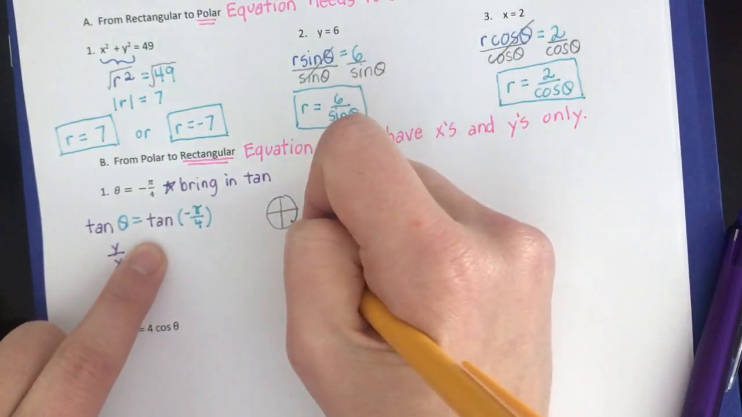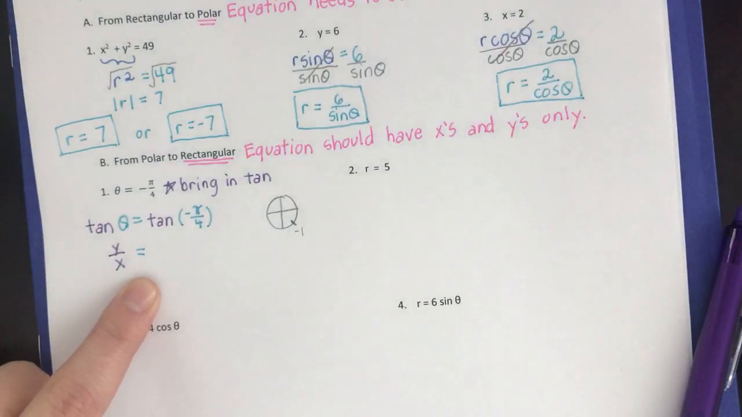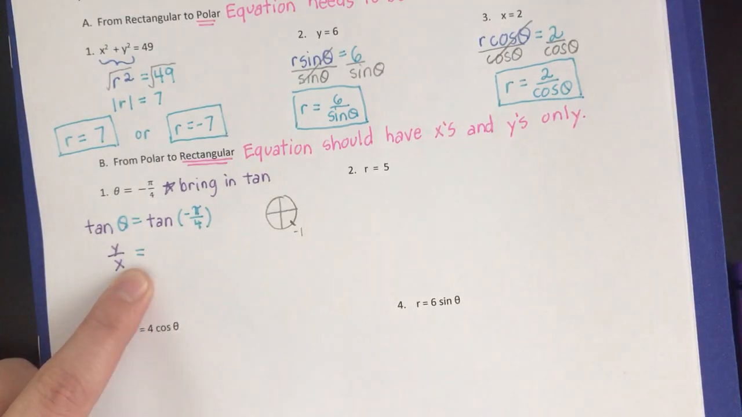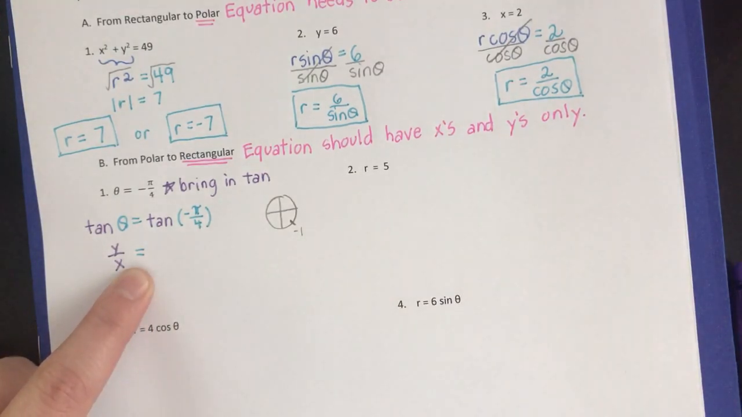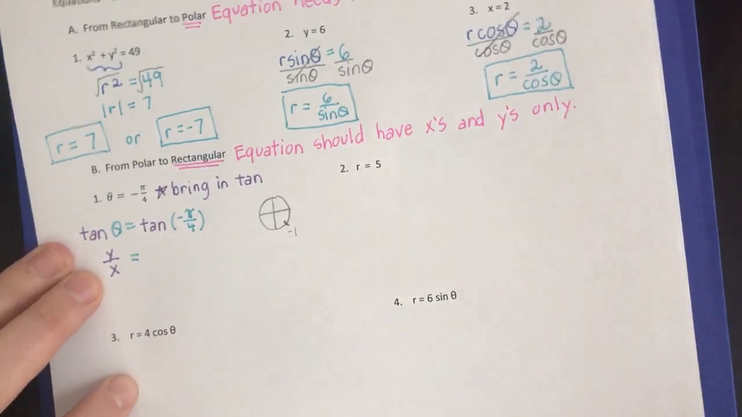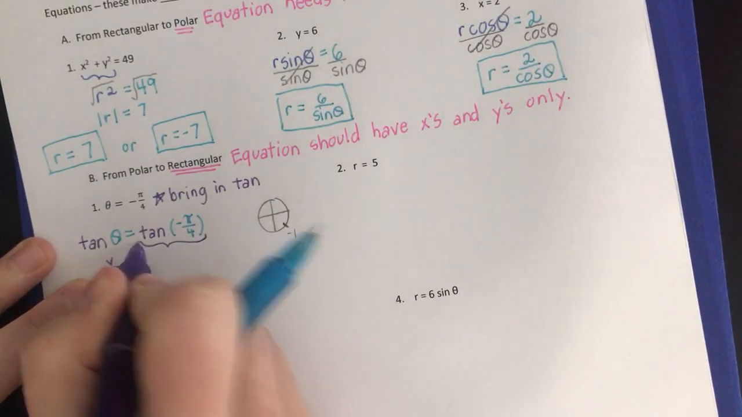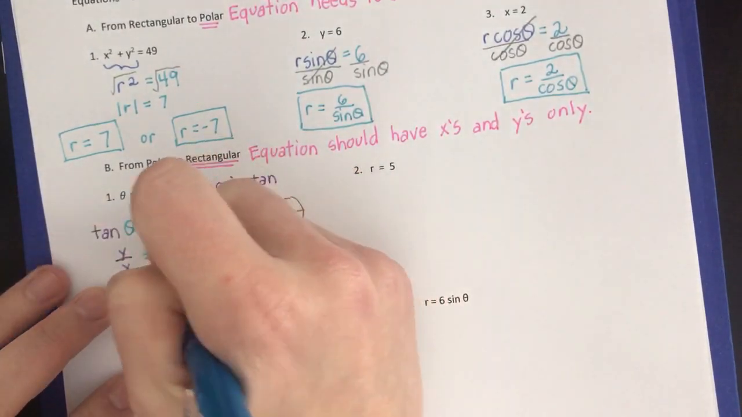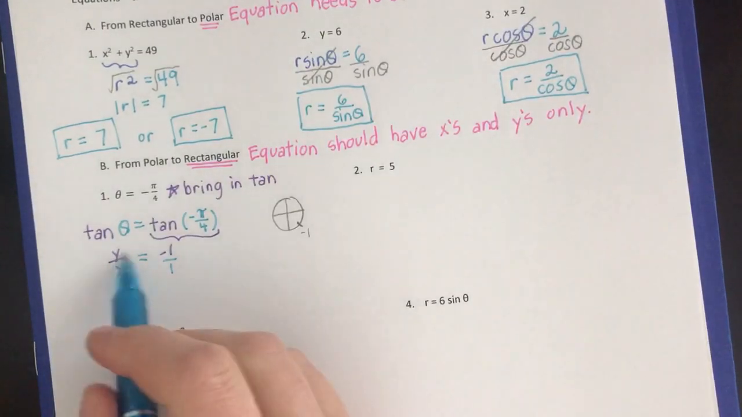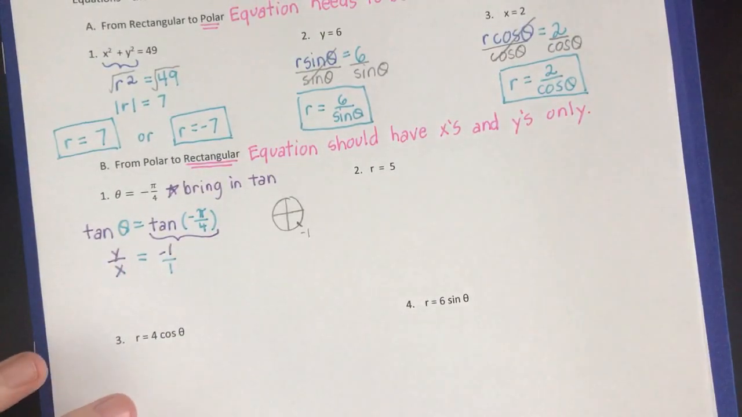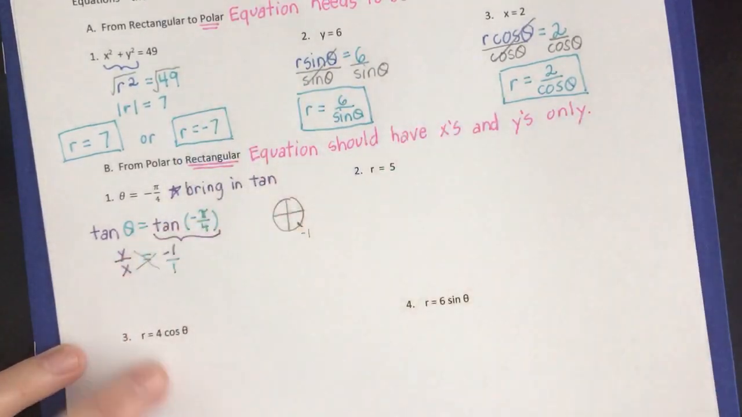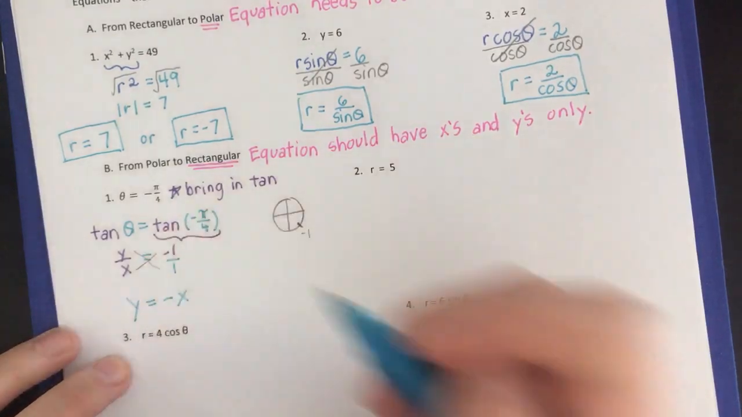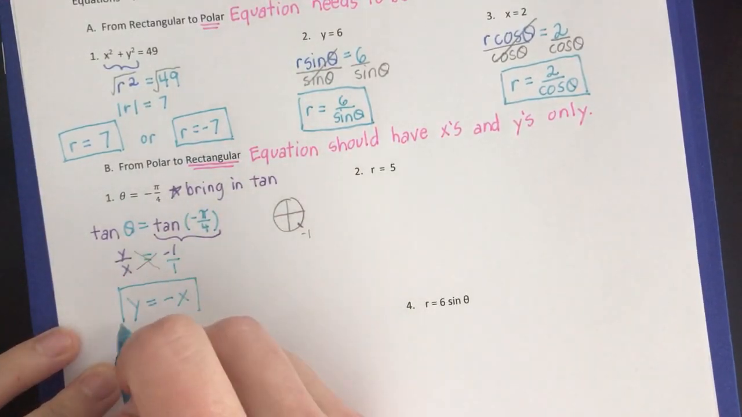That would be -1. So tangent of -pi/4 is -1, from the unit circle. Then -1 over 1 would make this a fraction, and then we can cross multiply. So we would have y equals -x. That would be our equation.